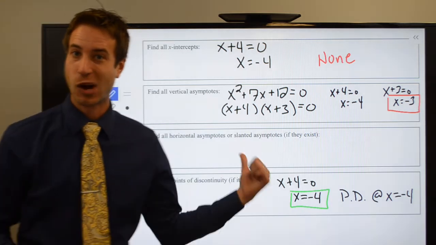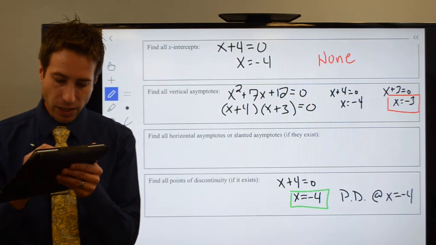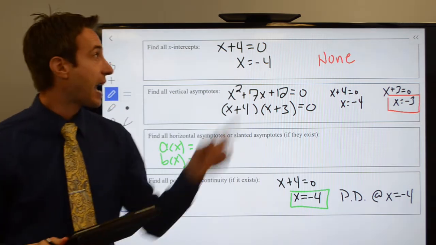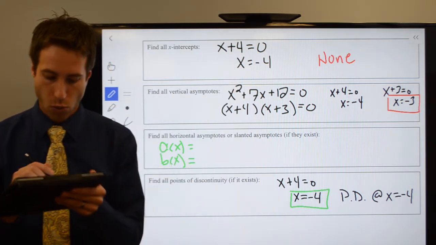Okay. Horizontal asymptotes. Here we go. The degree of the top and the degree of the bottom. All right, in the top I have x plus 4, the degree is 1.